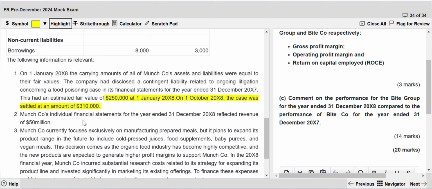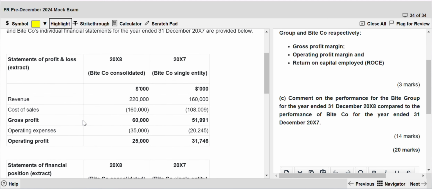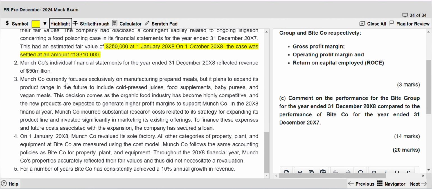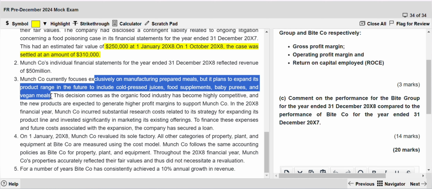Munch company's individual financial statements for the year ended 31st December X8 reflected revenue of $50 million. Correct? So, individual financial statements, right? Munch currently focuses exclusively on manufacturing prepared meals, but it plans to expand its product range into cold processed juices, food supplements, baby purees and vegan meals.